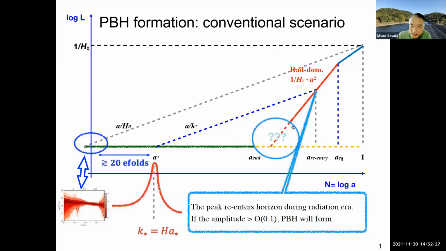Anyway, if you have some peak in the curvature perturbation spectrum, this is the amplitude, not the amplitude of the curvature perturbation. Sorry, the power spectrum represents the mean value of the amplitude. If the mean value is, let's say, of order one or so, then you have a good chance for some small part of the universe to have an amplitude of order one. And if it is order one, then as I have shown you in the previous slide, definitely that part becomes a black hole.